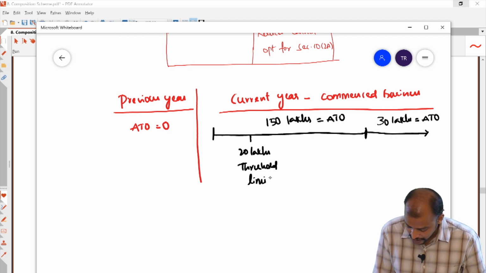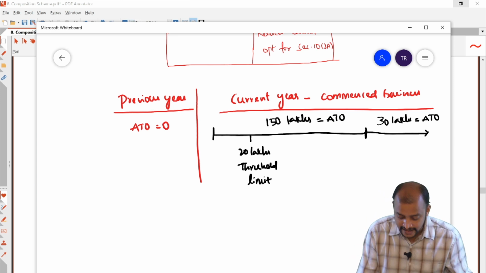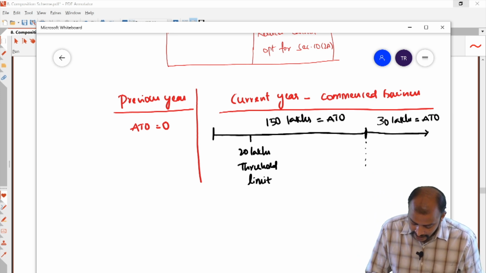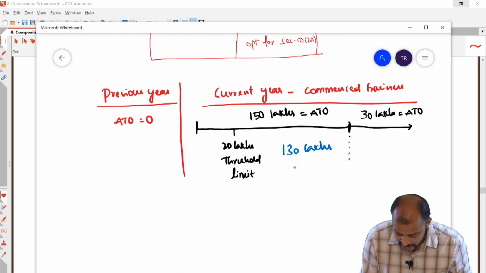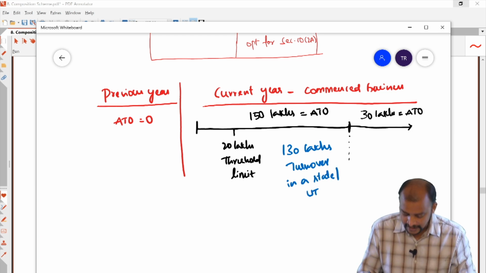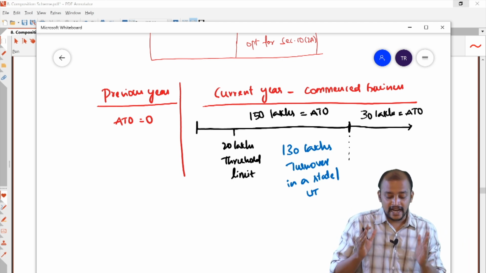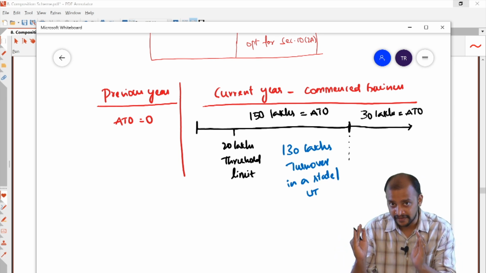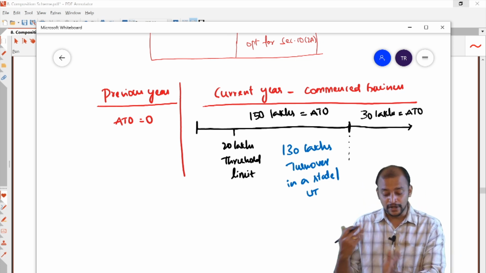Now in this, say up to 20 lakhs is my threshold limit. So 20 lakhs is my threshold limit, and beyond the 20 lakhs up to this is say 130 lakhs of aggregate turnover, is the turnover in a state or union territory. Again I am repeating, previous year the aggregate turnover is 0, and current year aggregate turnover up to 150 lakhs he will be in composition scheme. Thereafter he will be under the regular scheme.